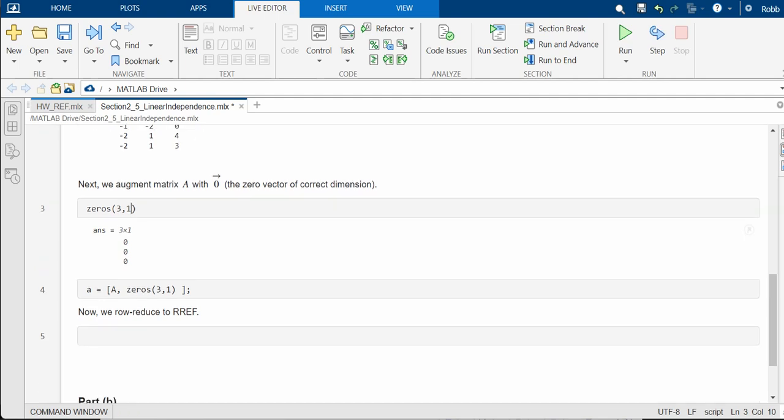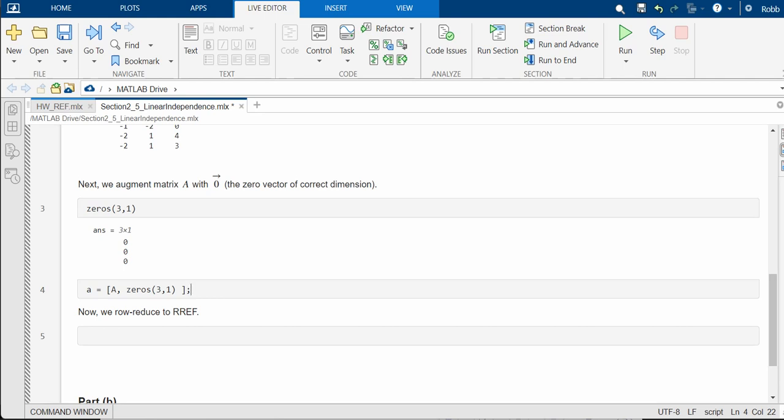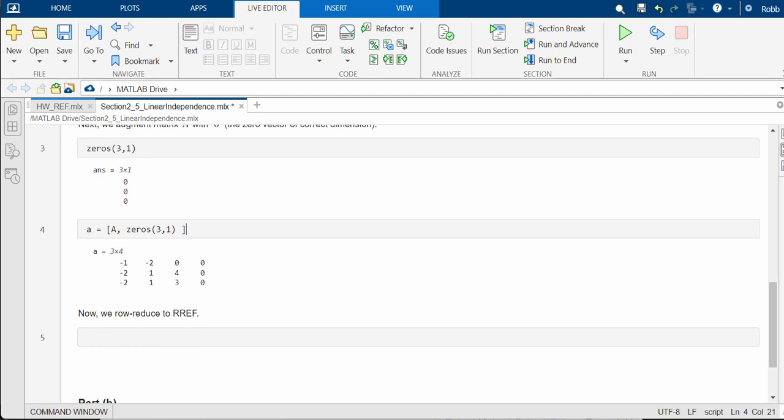Why am I doing that? Well, because what I want to do is augment the matrix A with the appropriate zero vector, okay? So there are other ways to do this, but I wanted to show you this neat little trick, right? zeros(3,1) just gives me the correct dimension of the zero vector, and you'll see, aha, now I have exactly what I was looking for. I have this augmented matrix of capital A with the zero vector, and it's called little a.